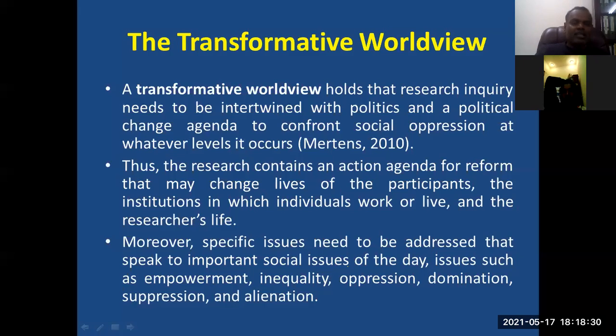Moreover, this research contains an action agenda for reform that may change the lives of the participants, the institutions in which individuals work or live, and the researchers' lives. So this research has more of an action component to make changes in the lives of the participants, the institutions in which individuals work or live, and the researchers' lives.